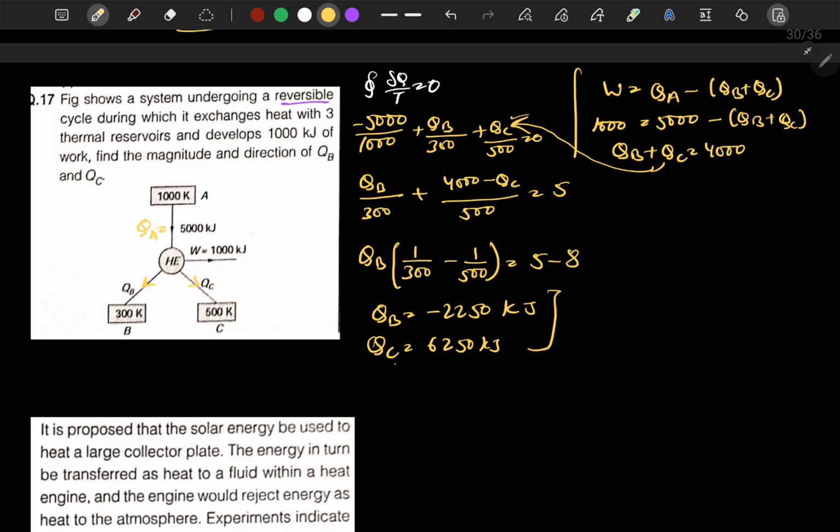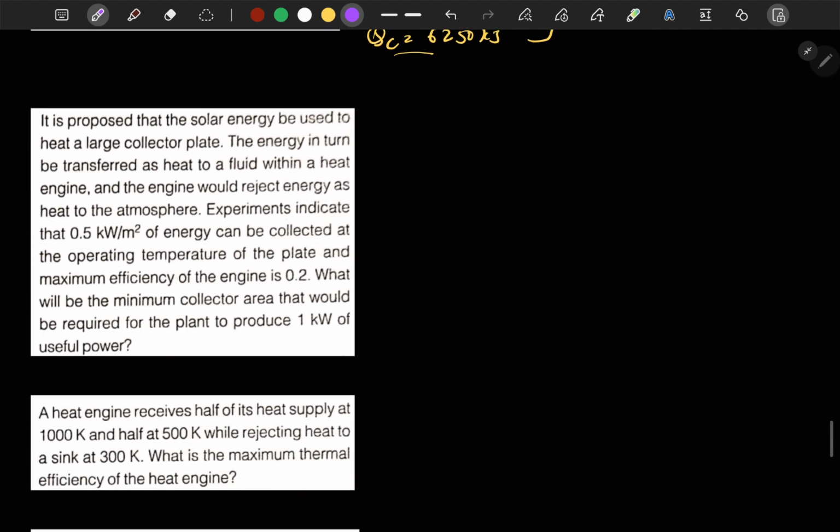So for QC the sign convention is correct. For QB the sign convention should be reversed. So you can say that this QB, of value 2250, is received by the system, and this QC is rejected from the system and the QC value is 6250. Next we will be moving to the next question.